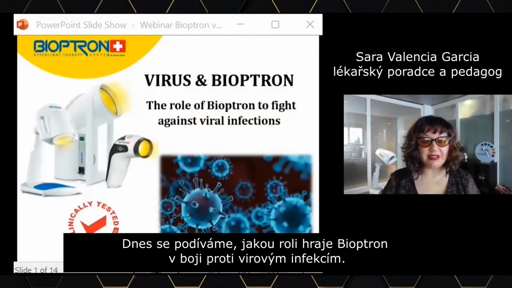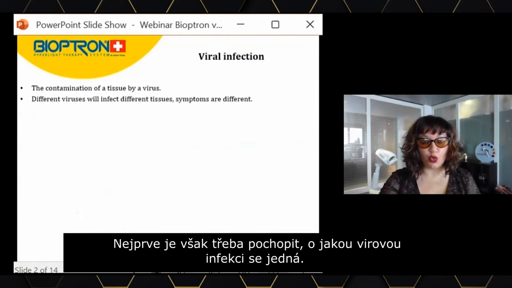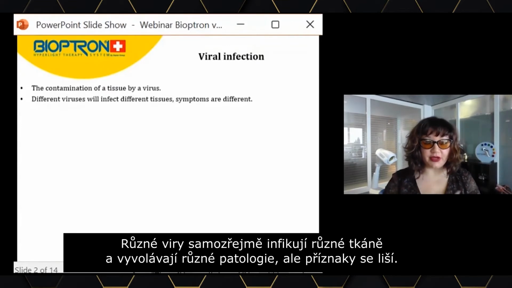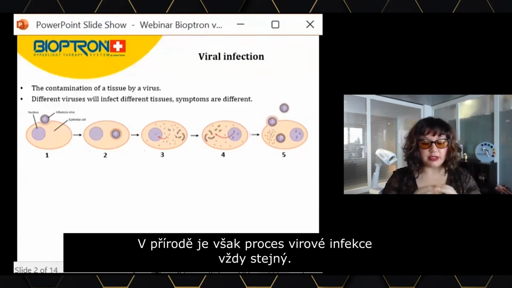Today we will see which is the role of Bioptron to fight against viral infections. But first of all, we need to understand what a viral infection is. A viral infection is a contamination of any tissue of our organism by a virus. Of course, different viruses will infect different tissues, provoking different pathologies with different symptoms. But in a nutshell, the process of viral infection is always the same.